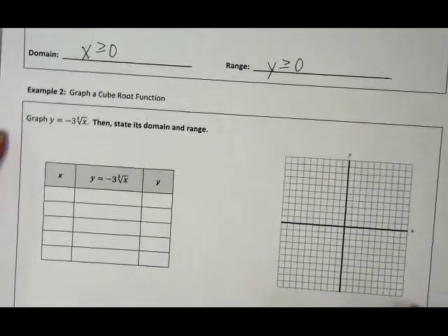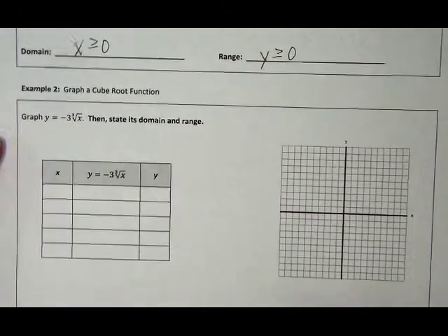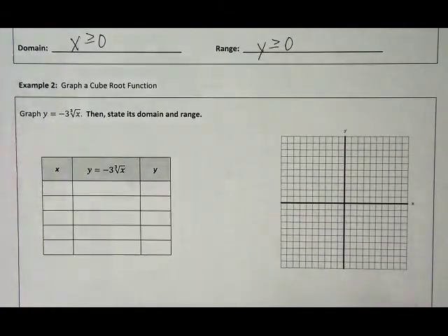Let's move on to example 2. Example 2 asks us to graph a cube root function. This is very similar to what we talked about in example 1 and our group warm-up, except in this case we're dealing with a cube root function. They want us to graph y is equal to -3 times the cube root of x, then state its domain and range.